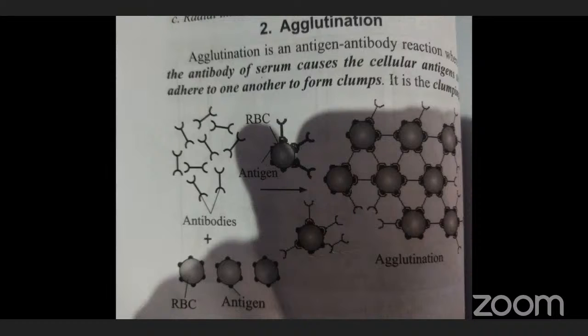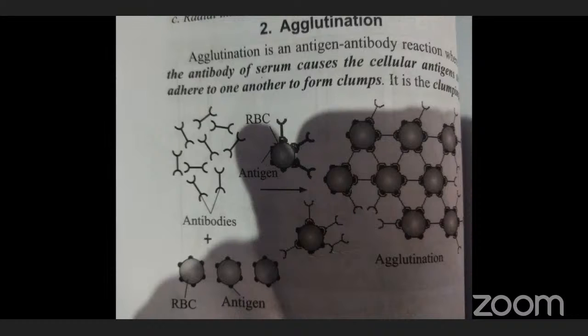Similarly, antigens that are aggregated are called agglutinogens. The particular antigens include bacteria, viruses, RBC, platelets. Those are the antigens. When the red blood cells are agglutinated, the reaction is called hemagglutination.